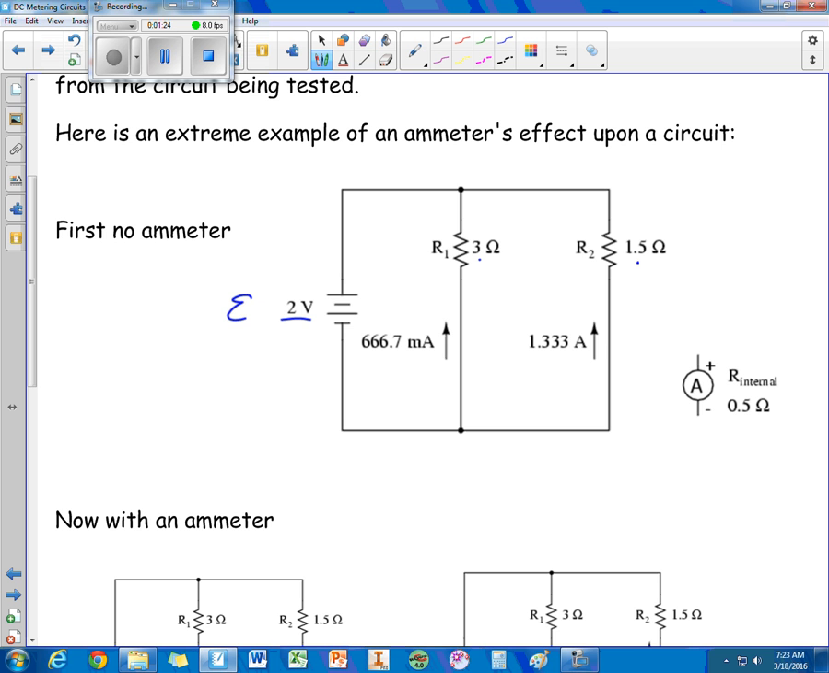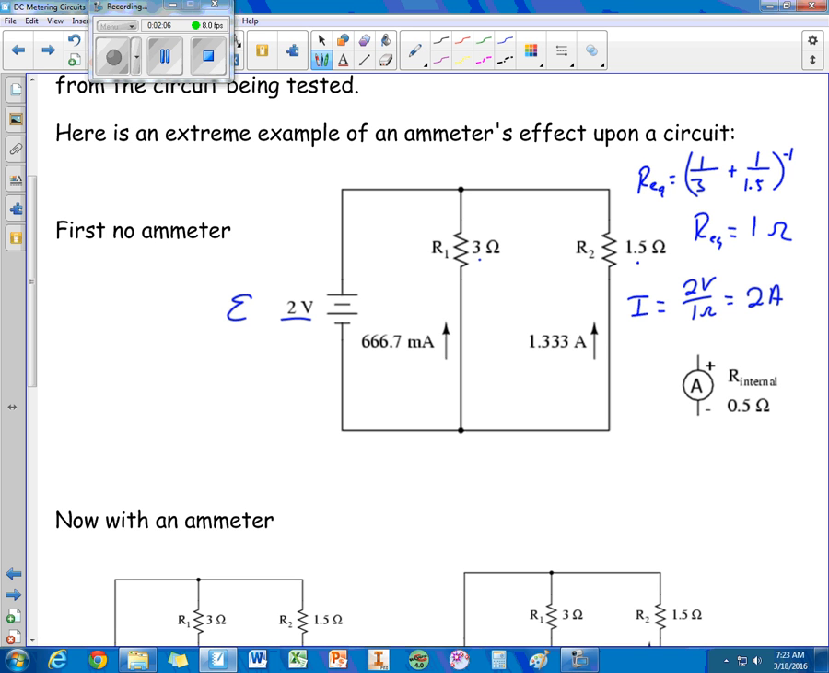If we go through and calculate the equivalent resistance, we'd have 1 over 3 plus 1 over 1.5. We would want to invert that, and then if I calculate that real quick, I'd get 1 over 3 plus 1 divided by 1.5. The equivalent resistance equals 1 ohm. So the current would be 2 volts divided by 1 ohm, or 2 amps.